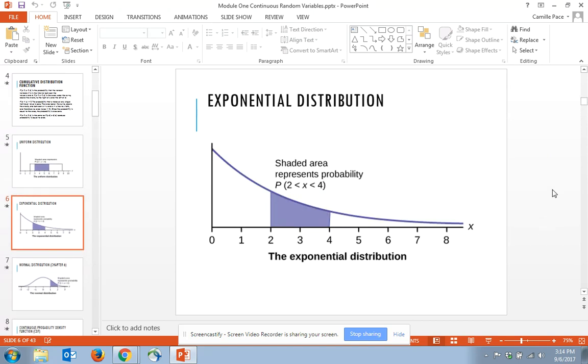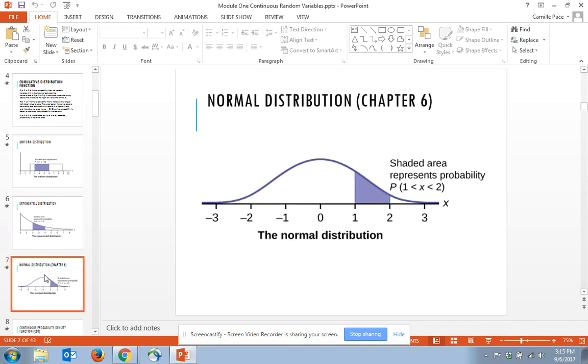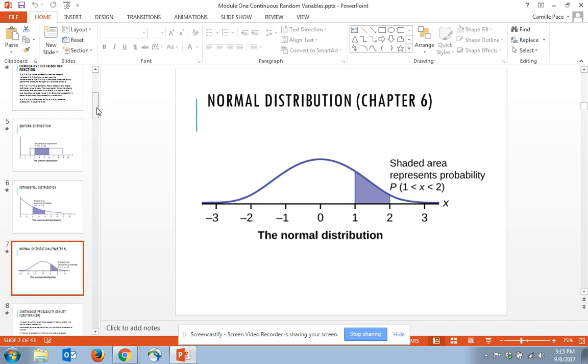Here's an example of an exponential distribution. As you can see, it starts to the left high and goes down. Just know that it will never, ever touch the x-axis because it's potentially going to go on forever. Here's normal distribution, but we're not going to cover that till chapter 6. I just wanted to show it to you because I might reference it, but that's how it looks.